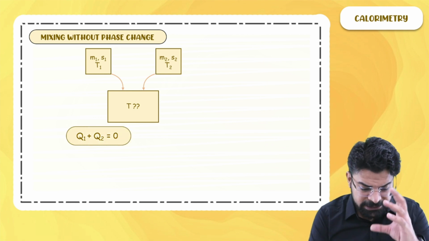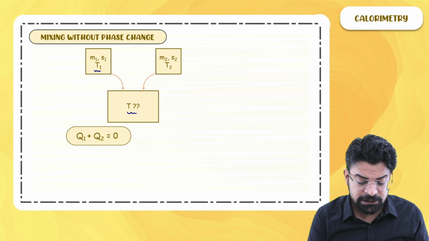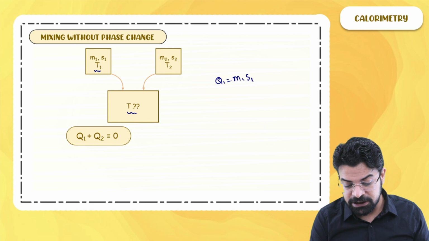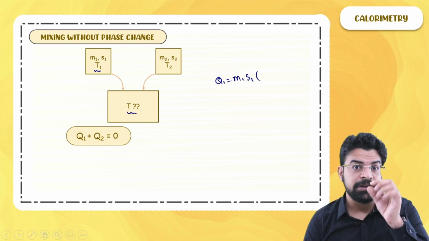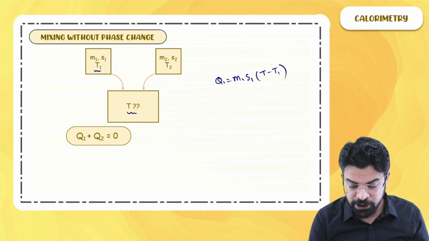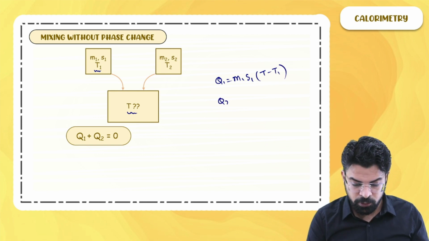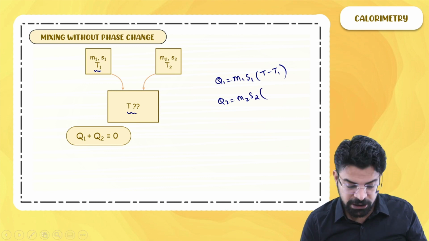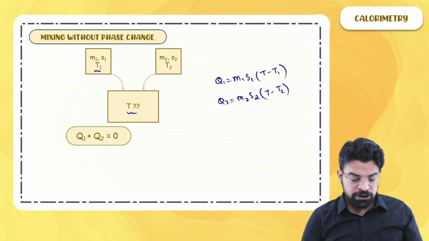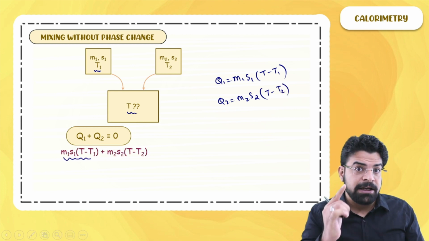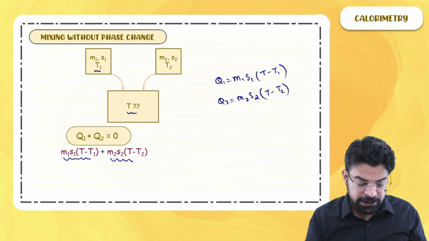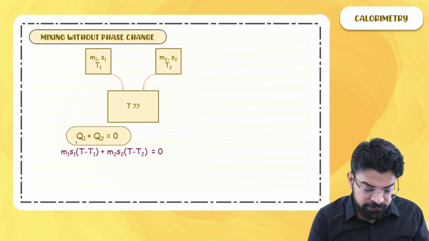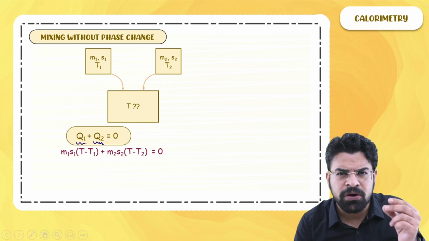Now the first system, which has an initial temperature T1, has a final temperature T. So you will write the heat given to the first one to be equal to its mass times its specific heat times its change in temperature, final minus initial, that will be T minus T1. Similarly, the heat given to the second, Q2, will be equal to its mass times its specific heat times the change in its temperature, that is the final temperature minus the initial temperature. So you will write M1 S1 (T minus T1) plus M2 S2 (T minus T2) equals 0. No doubt one of them will be positive and one of them will be negative. Then only their sum can be 0.